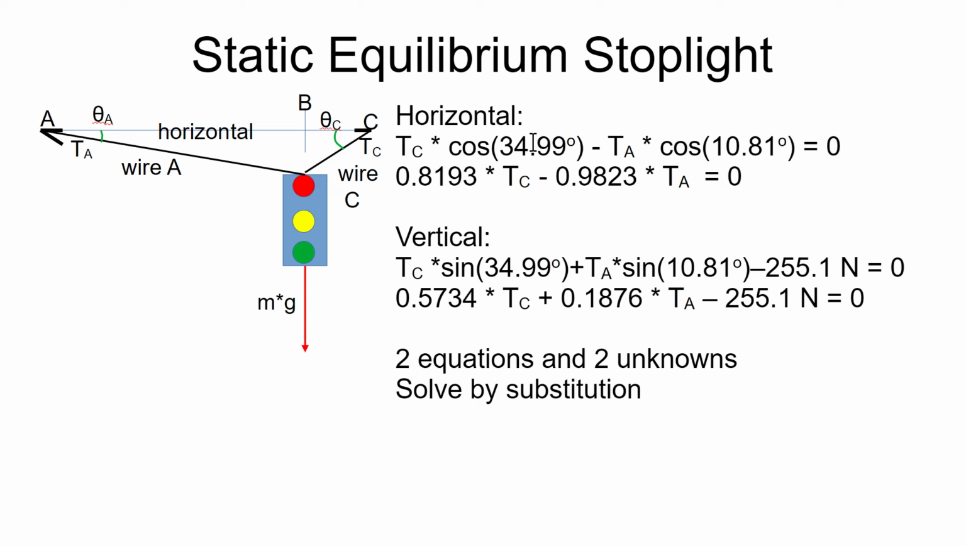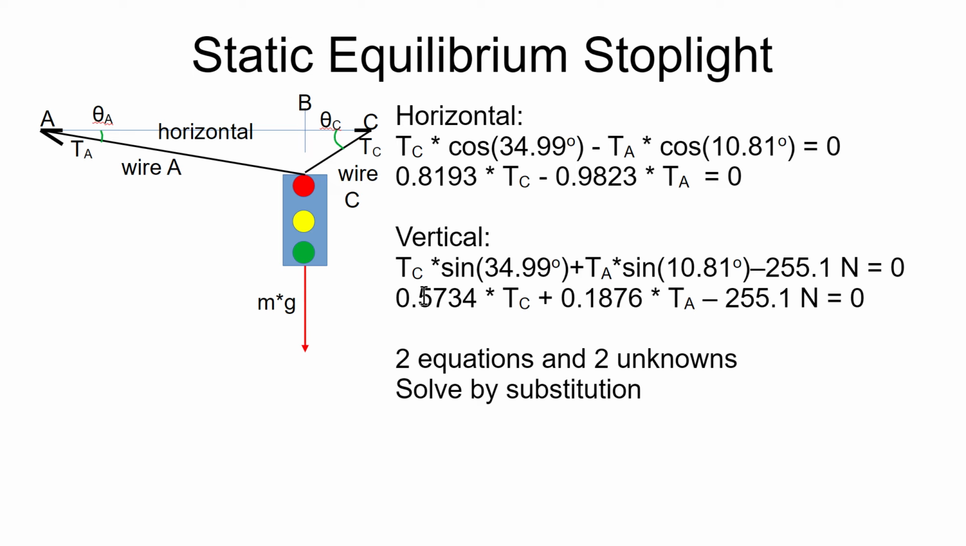You can do these trig functions on your calculator, and we come up with 0.8193. I'm rounding to 4 digits in my intermediate results, times T sub c minus 0.9823 times T sub a. Is it possible that this calculation would end up at 0? Yeah, it's possible because we've got a positive term and we've got a negative term. So those are going to add to 0. That's what we're going to require to work the solution.